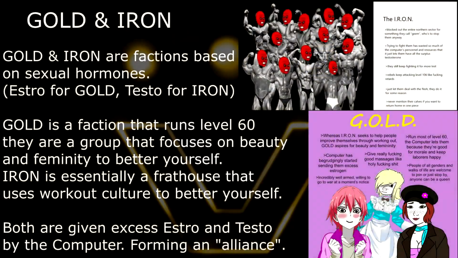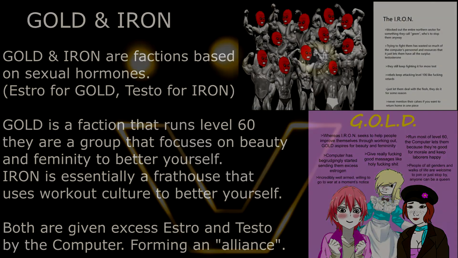Gold and Iron are factions that are respectively based on sexual hormones. Gold being estrogen, Iron being testosterone. Gold are a group of mostly trans-feminine people that teach femininity to the Bunkerites. They seem to have an affinity with guns. Iron, however, is a group that is based on bodybuilding and seem like a frat house with an affinity to fistfights. Those two are supplied those hormones by the computer and are in alliance due to it.